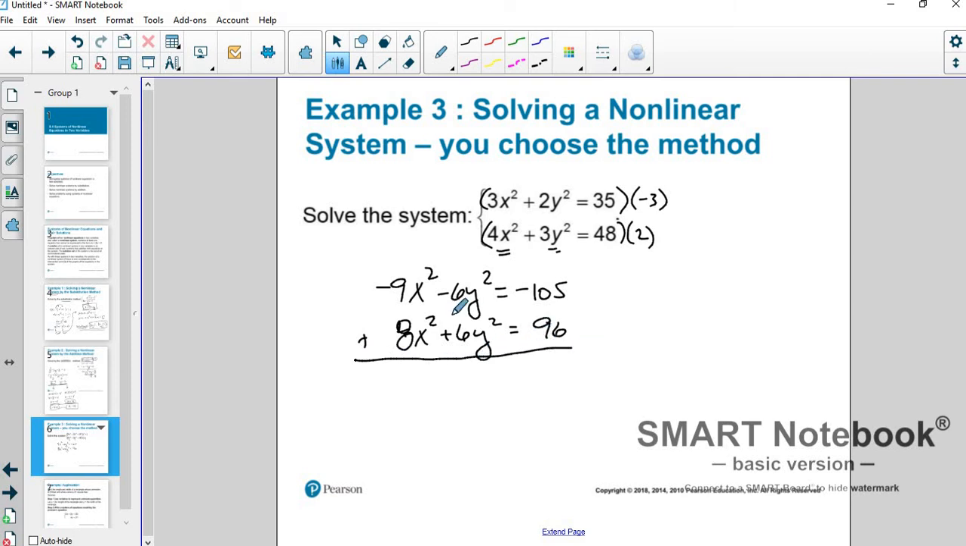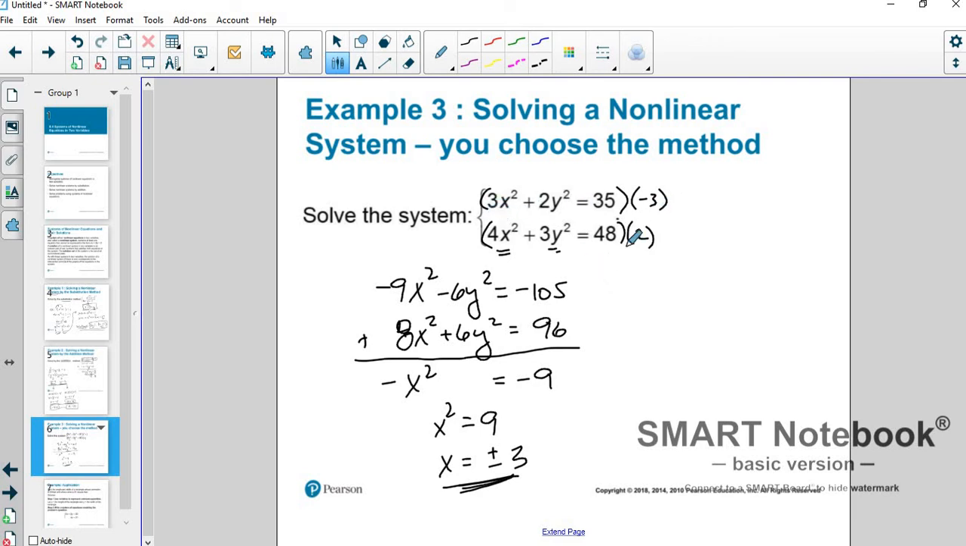If we add these up, -9 plus 8 is -1x squared, 0y squared, and -9. And so if we divide both sides by the -1, we get x squared equals 9, so x equals what? Plus or minus 3. Don't forget, when you take the square root of both sides to solve for x, you end up with a plus or minus square root. And so x is plus or minus 3. We get 2 answers.